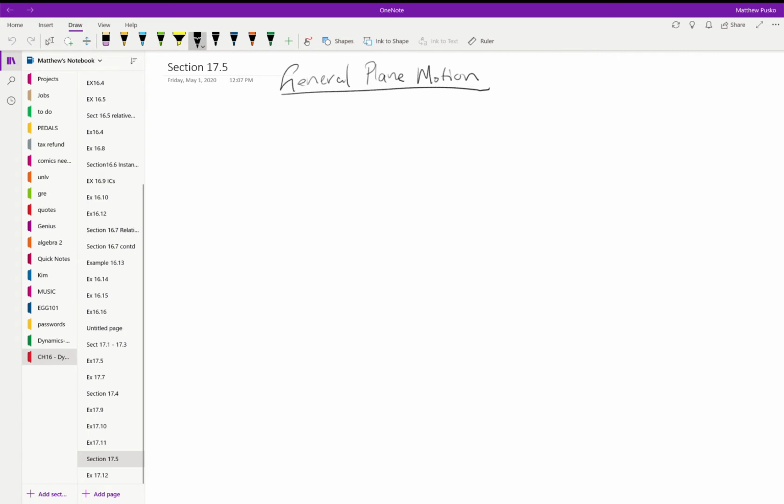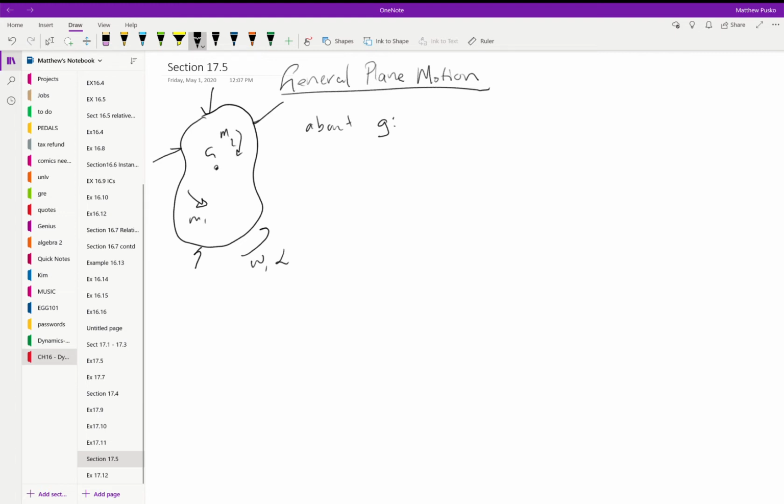Okay, so this is general plane motion, and let's just imagine we have some mass, some center of mass G, and all these forces acting on it. Maybe it even has some omega and some alpha. And if we're looking about G, let's actually give it a moment, maybe another moment. All of these are forces.